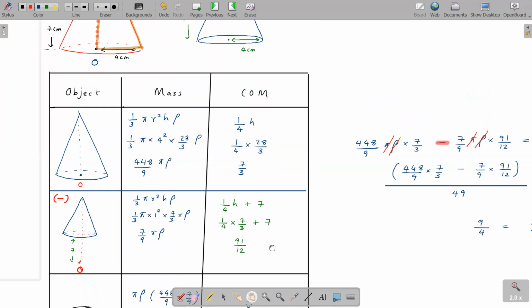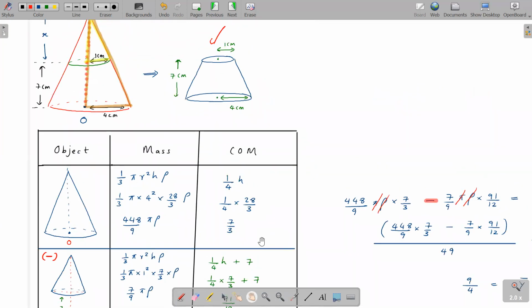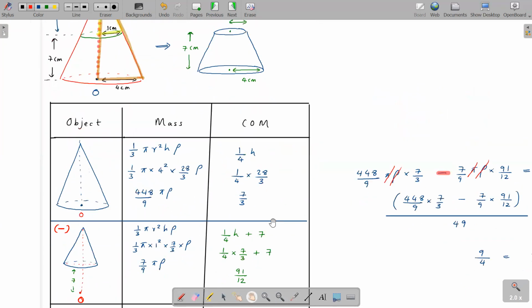Okay, so now let's actually go through the working. So how do we go through the working? In this table, we have object, mass, center of mass. So how do we get the mass? You get the mass by taking that mass is proportional to the volume, right? So in 3D objects, mass is proportional to the volume. So how do you get the mass here?